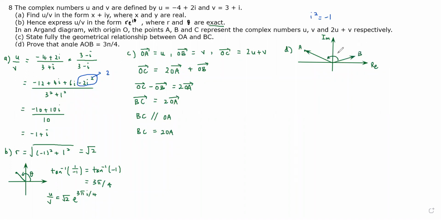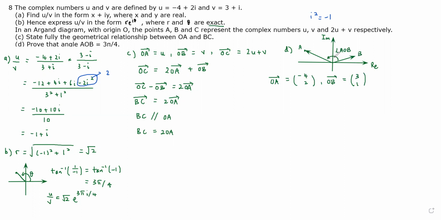Now that is the angle AOB. We need to show that this angle is 3 pi over 4. It's easier to find an angle between two vectors. So let's say vector OA, we convert this into vector form. We have -4 and 2. And then vector OB converted to vector form, we have 3 and 1 here.